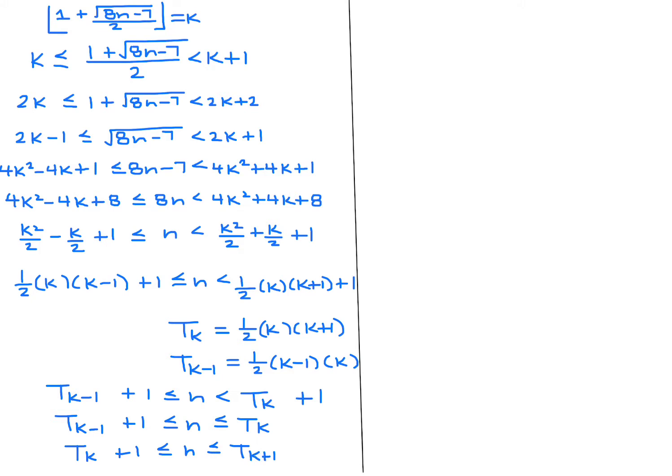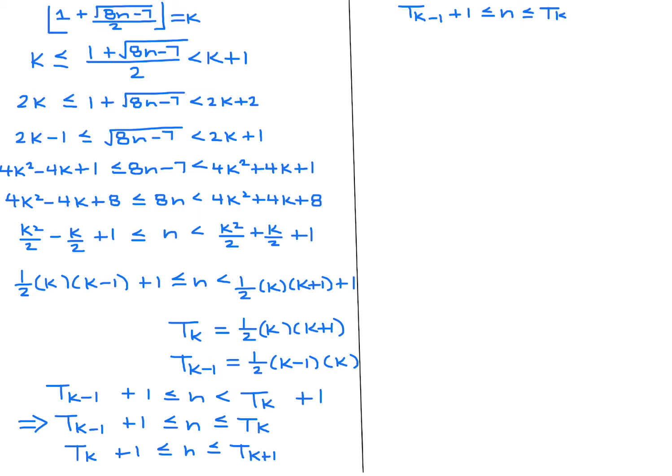That's completely fine. Now we're going to look at both of these one at a time. First we'll look at f(n), and then we'll look at g(n). Or g(n) first and then f(n). It doesn't really matter, but let's start with the first one. I've got t_(k-1) plus 1 is less than or equal to n, and that's less than or equal to t_k.